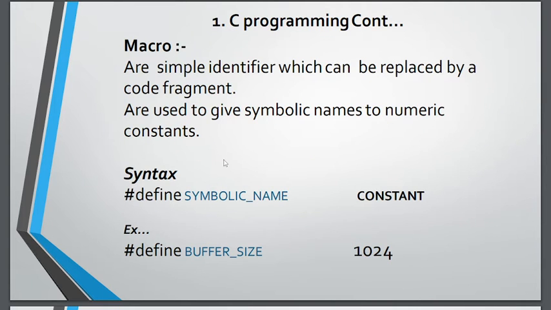So what is a macro? Macros are simple identifiers which can be replaced by a code fragment. They are used to give symbolic names to numeric constants. For example, let's look at a syntax. We have #define, symbolic name, and constant. Example, #define BUFFER_SIZE and the constant is 1024.